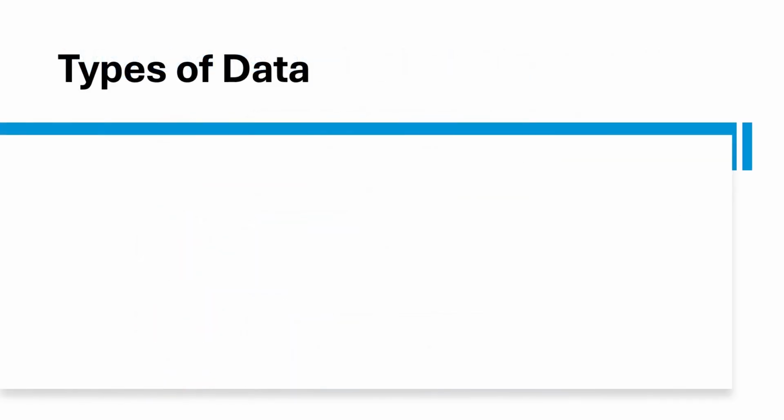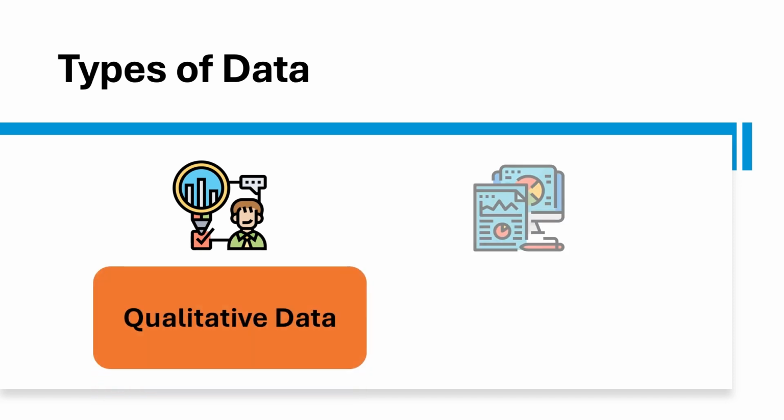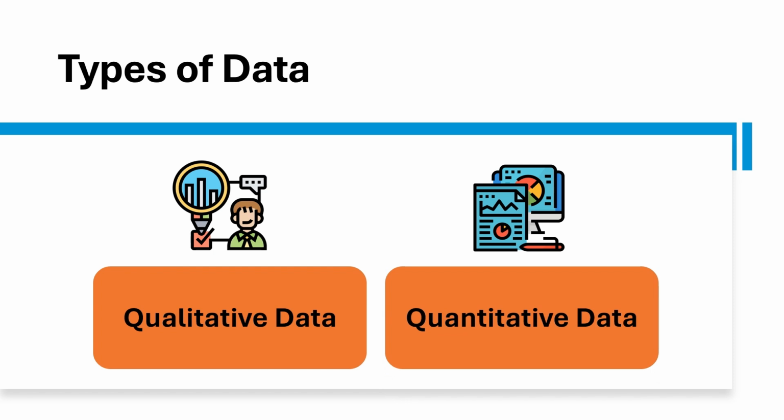Data can be broadly categorized into two types, qualitative and quantitative. Qualitative data is descriptive and often subjective, while quantitative data is numerical and objective. Each type has its own methods of collection, analysis, and interpretation. Let's take a closer look at each one, starting with qualitative data.